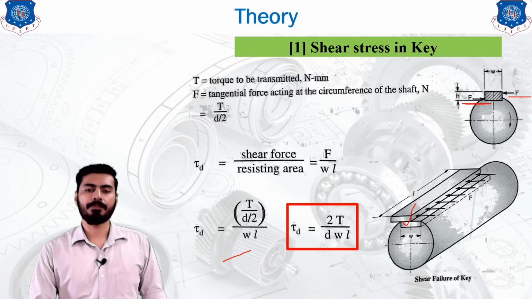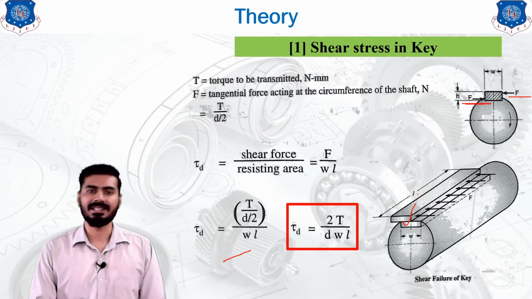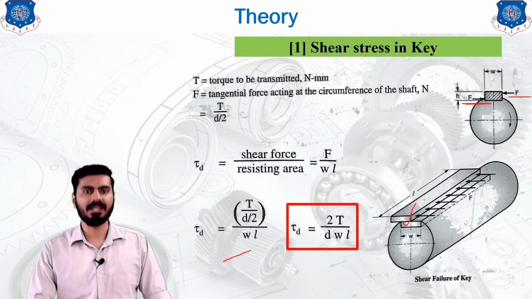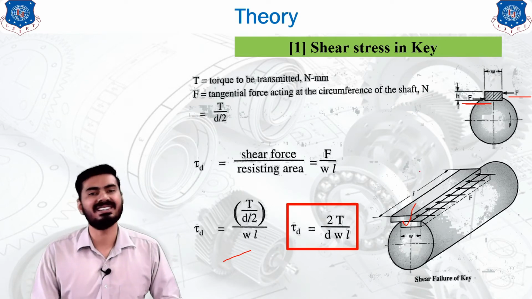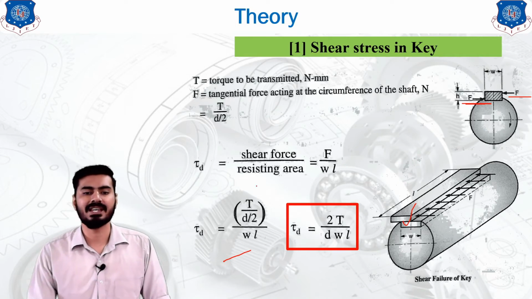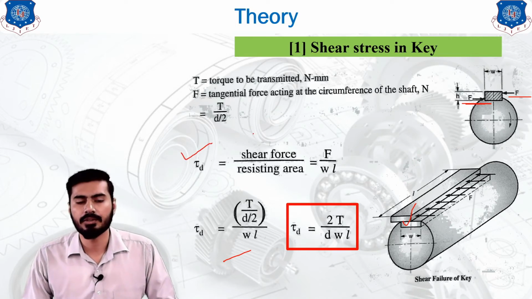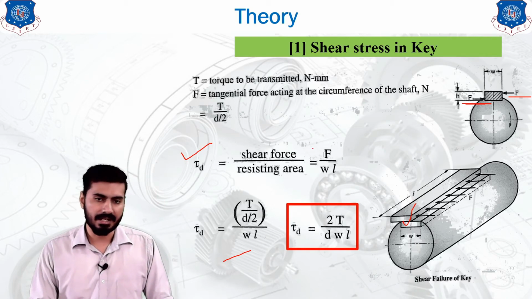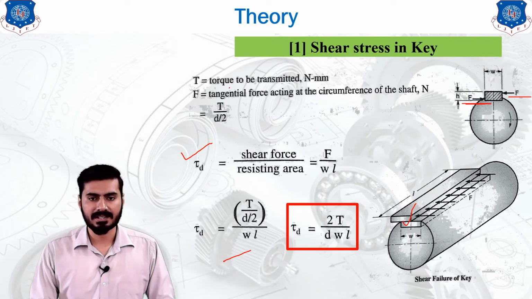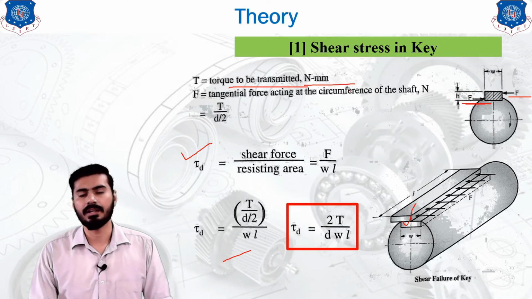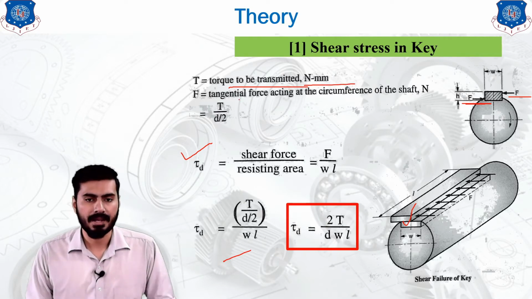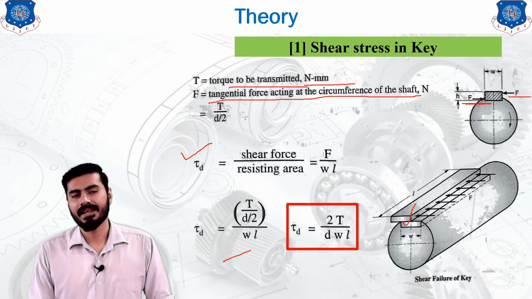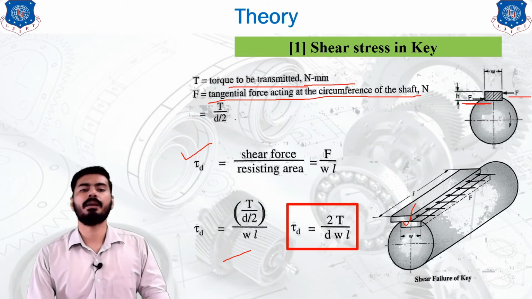If this type of failure occurs, then your design is failing, and you don't want this type of failure to occur during the working condition. To avoid this type of failure, you will utilize the equation of the shear stress, where you will ensure the safety of the key in the shear condition. If the torque transmitted is T, in the unit Newton mm, and the tangential force acting at the circumference is F in Newton, then it can be written as F equals T upon D by 2.